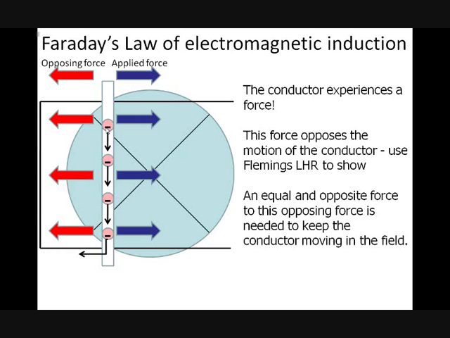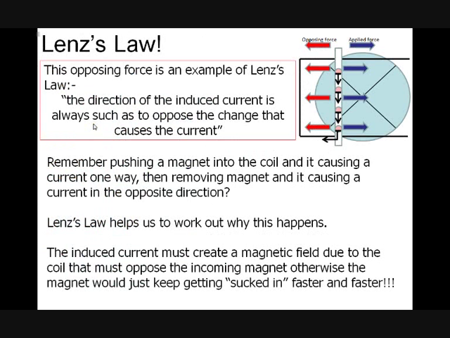So as you move the wire to the right, an opposing force tries to stop you from doing that and pushes it the other way. And it's an equal and opposite force, and it will oppose the conductor as long as you try to move it. Why is this important?